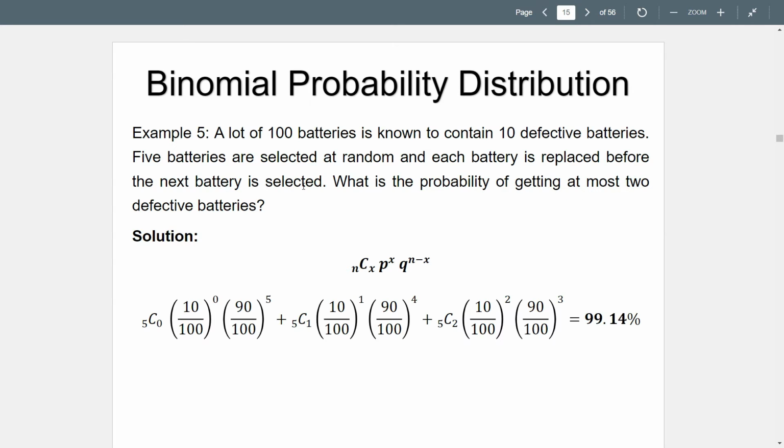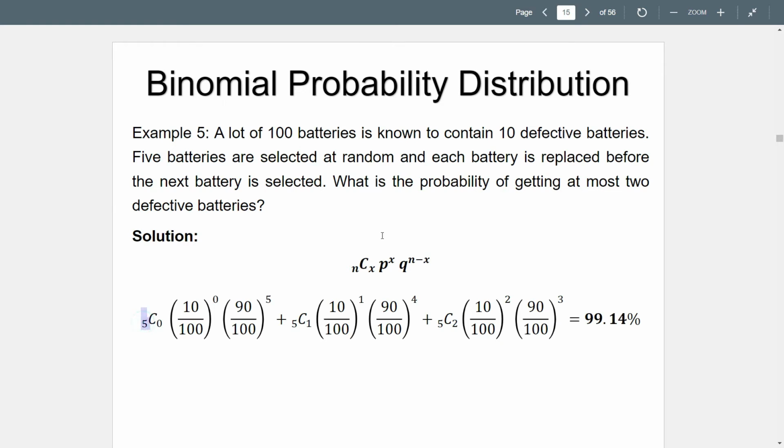So maximum number of defectives is 2. You'll notice here it says each battery is replaced before the next battery is selected. So the total sample will always be 100, or your denominator will always be 100. First you'll consider that there will be no defective, then one defective, and then two defective batteries.